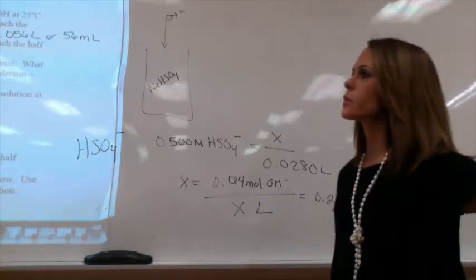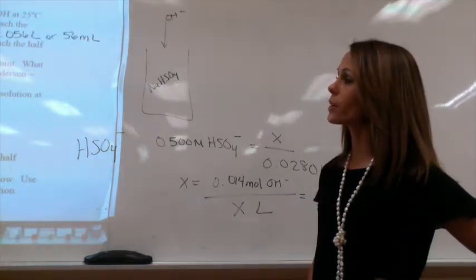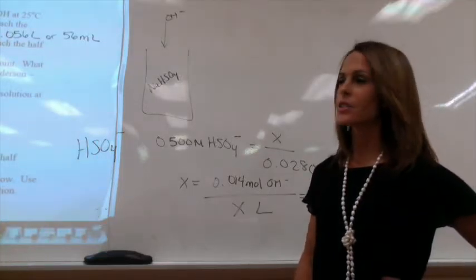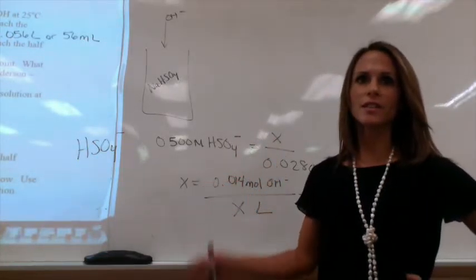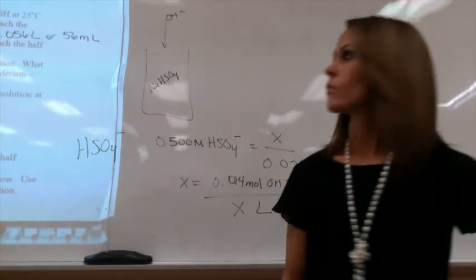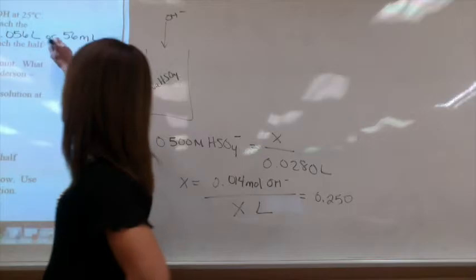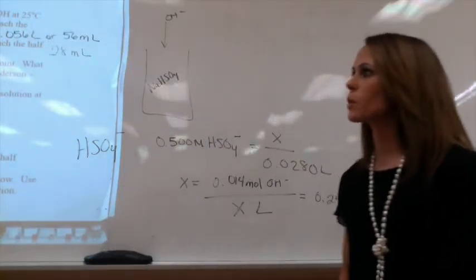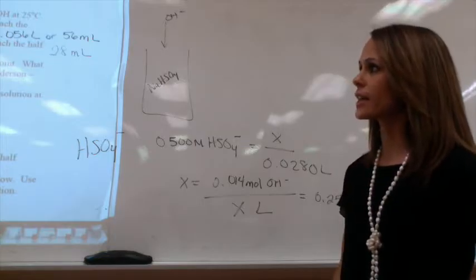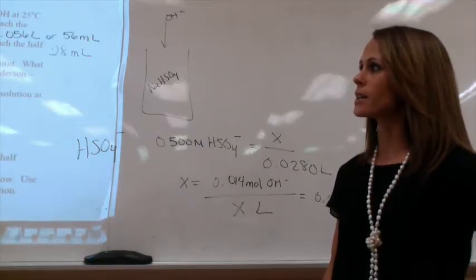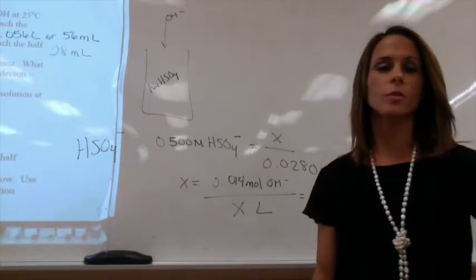The next question says, what volume of the base must be added in order to reach the half equivalence point? So literally take 56 and divide it by 2. Pretty simple. So next question, that was 28 milliliters. Next question says, the pH was measured to be 1.96, halfway to the equivalence point. What is the pKa value for HSO4 minus? Justify your answer using the Henderson-Hasselbalch equation.